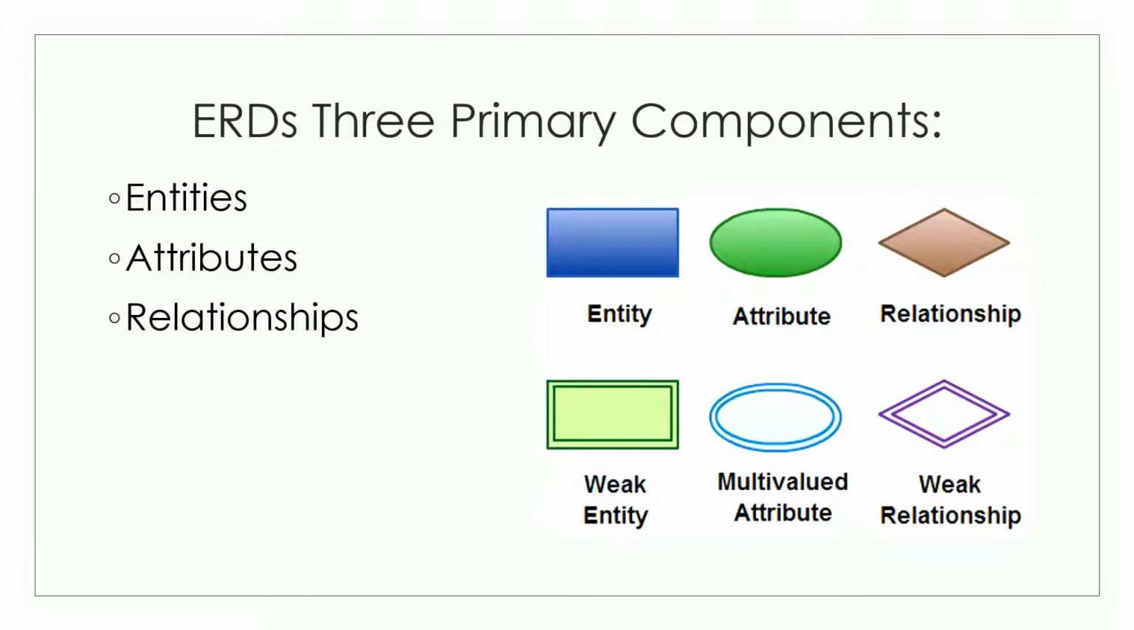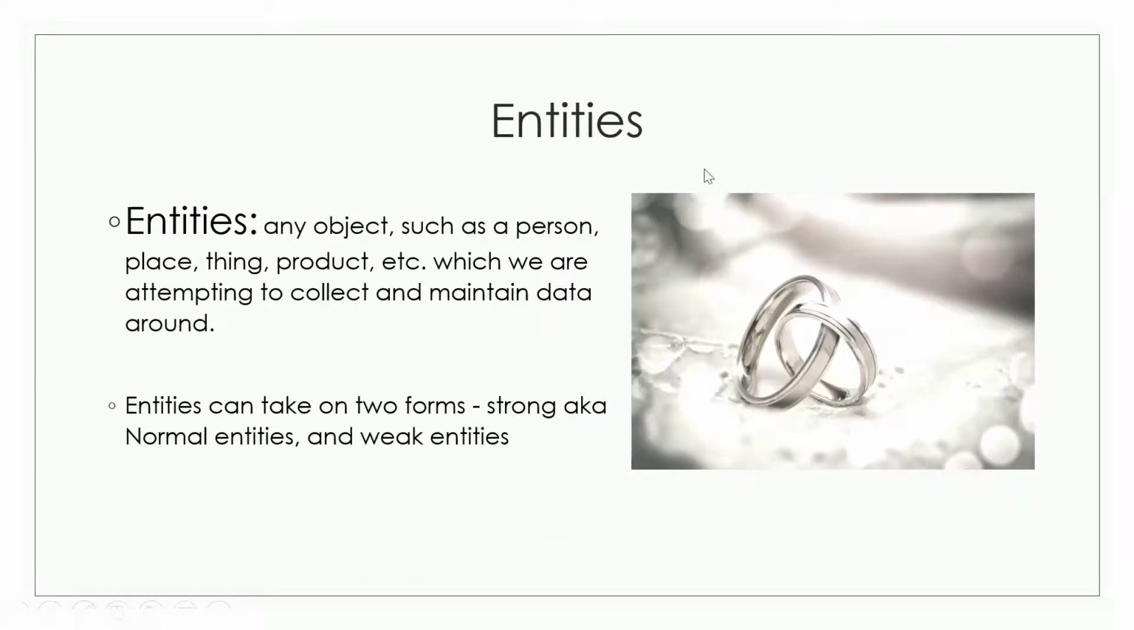ERDs are generally composed of three primary components: the entities, represented in this diagram by these two rectangles, their attributes, represented by these two ovals, and their relationships, represented by these two diamonds. And we will talk about these types in a second. Starting with the entities. An entity refers to any object, such as a person, place, thing, product, whatever, which we are attempting to collect and maintain data around.